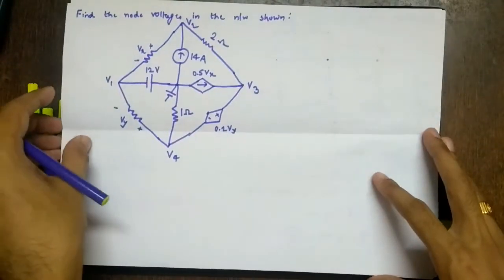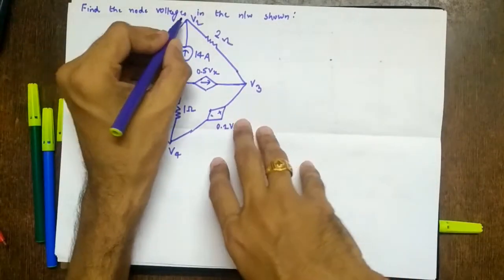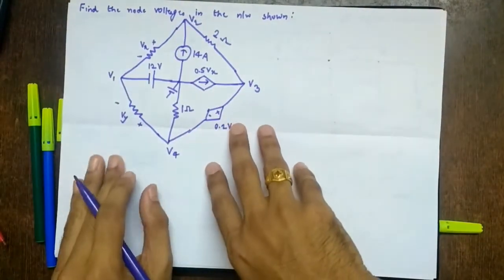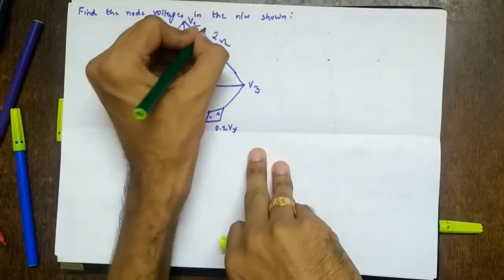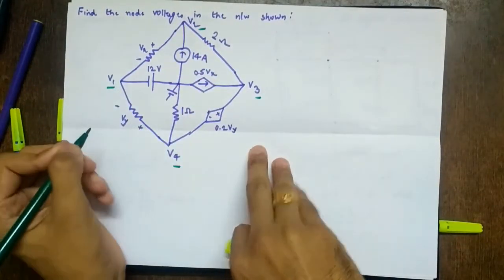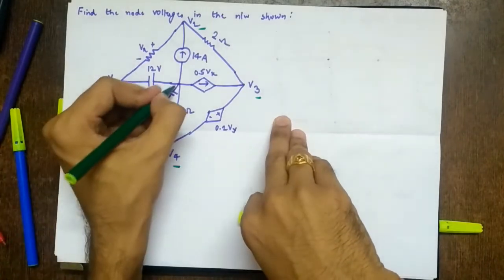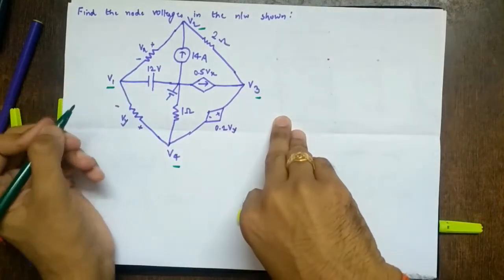So this is the way you have to solve. So let's take one last sum. Find the node voltages in the network shown. So which are the node voltages? They are already given, V1, V2, V3, V4, right? And this is the ground node. So it is already given as ground node, right?